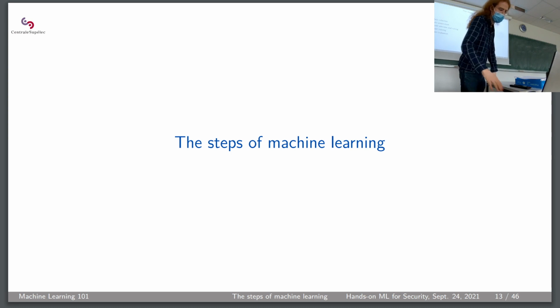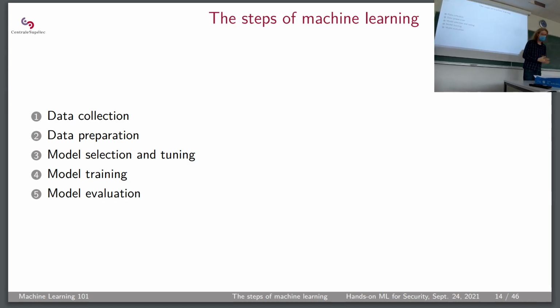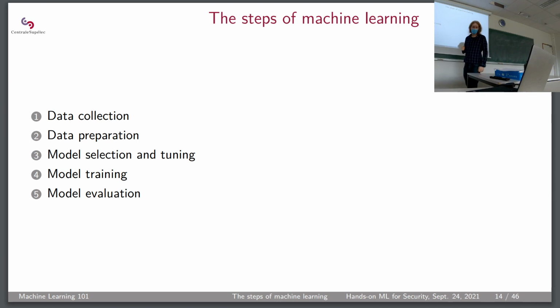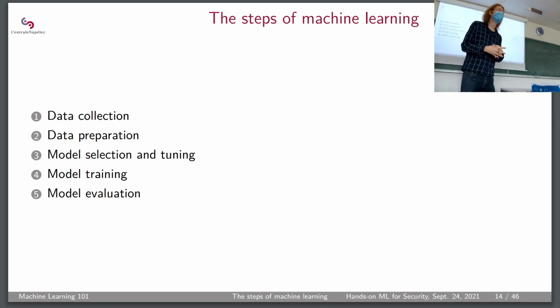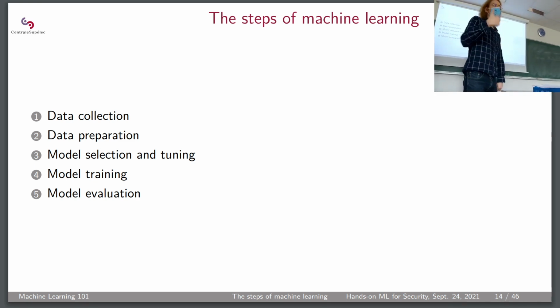So the steps of machine learning, there are five of them. First, we need to collect data, because machine learning is data-driven. Then we need to prepare it. Then select the model we'll use and tune it. Afterwards, we'll train the model. And finally, we'll evaluate it. So we'll give some advice for each of these steps.